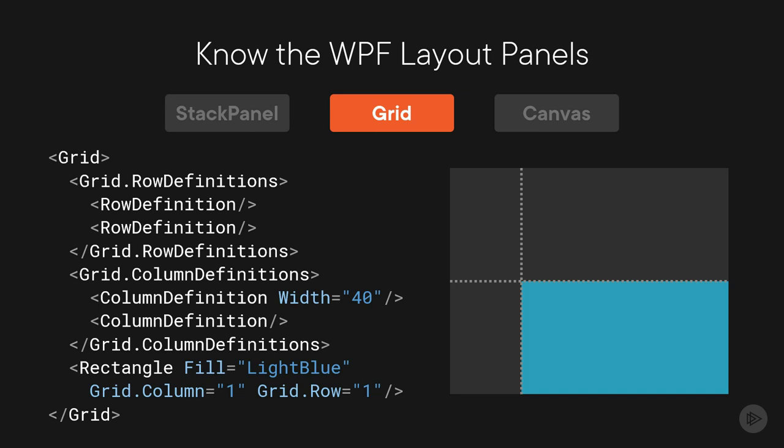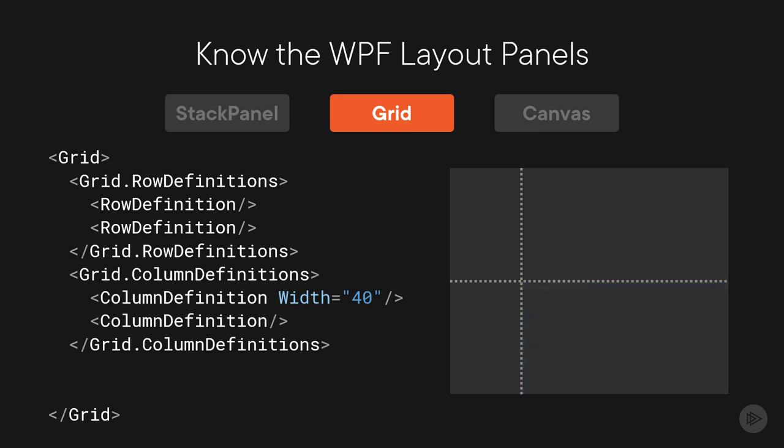The grid is quite often used as a root panel. Usually, you nest other layout panels in the grid. So here for example, instead of the rectangle, you could also add a stack panel to the grid, and then the stack panel itself could contain other elements and also other panels. So you see, to build a layout, you usually nest different layout panels.